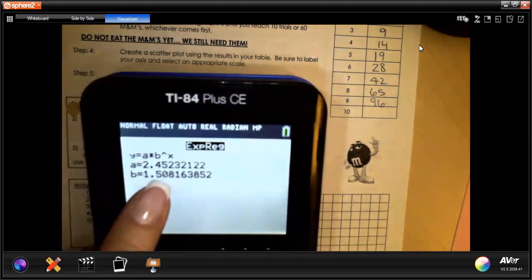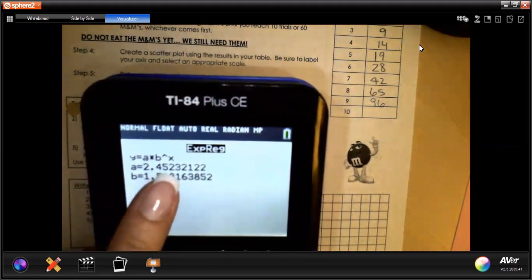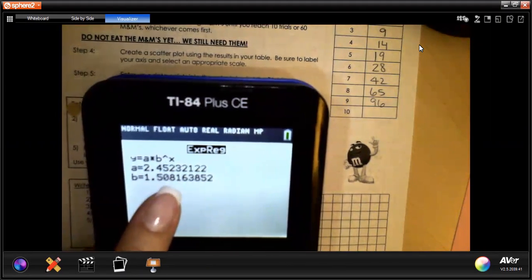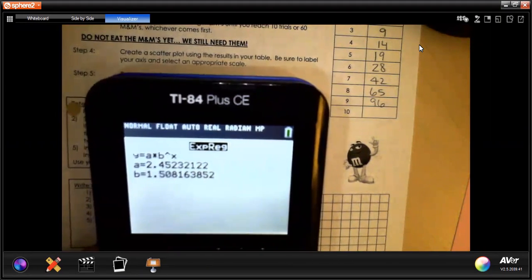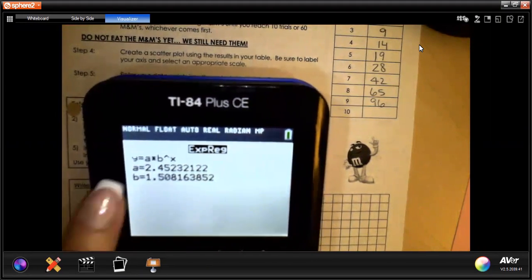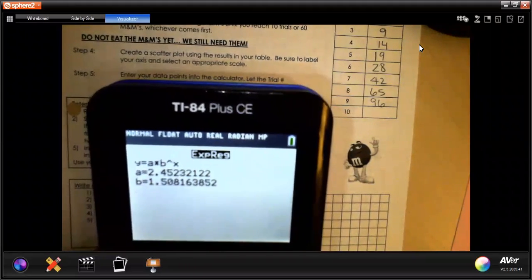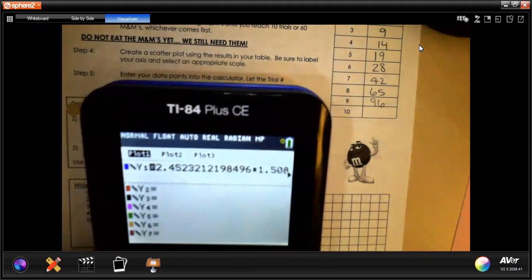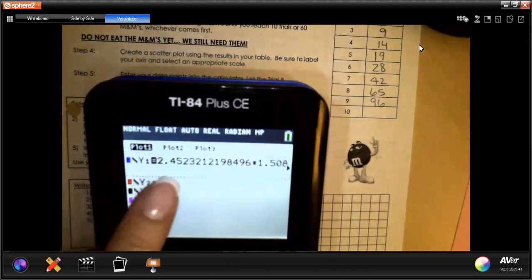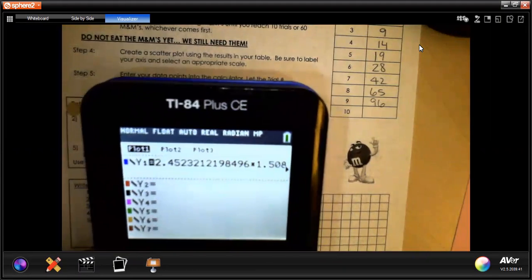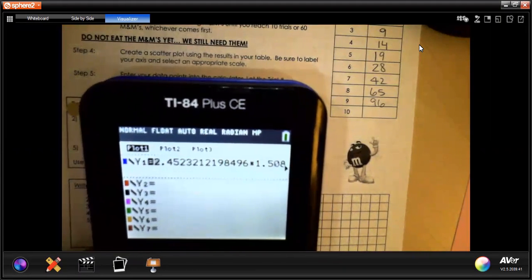Now, when we're working with equations, to write it down on paper, you can go ahead and round that to about 2 decimals. So you would want to put the 2.45 and the 1.51. However, to use the equation, you want to use the entire thing. You don't want to round when you're using that equation. That's why we plug it into the y1. If you go to the y equals now, the calculator put the entire equation there. That's what you want to use when you're looking for different values as we move on to asking questions.